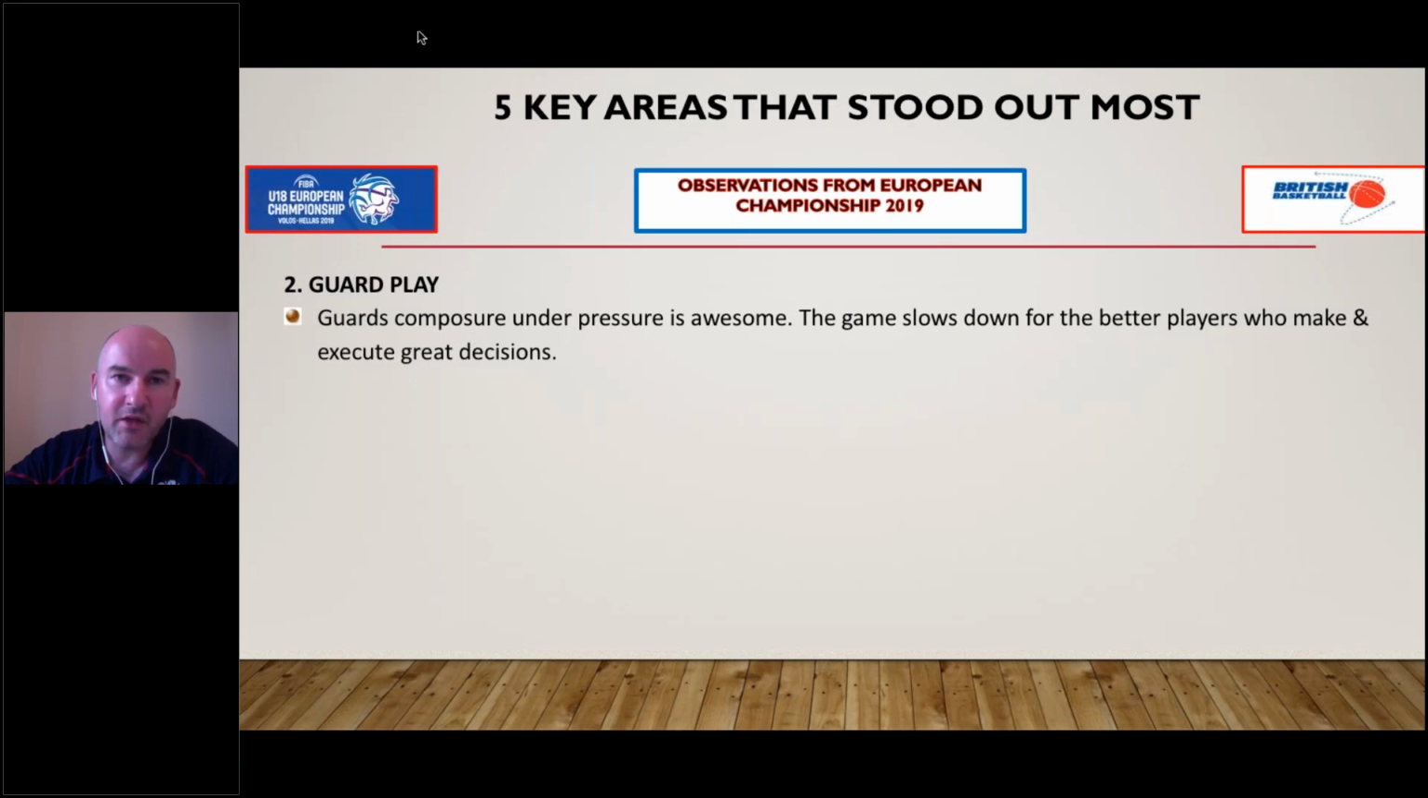But these guards at the Division A European Championship, I would describe them as poised and composed under pressure. And the last thing I would describe them as is purposeful. These are purposeful players who do what they do because it adds value to the team. So what are we talking about? Ability to use the dribble more efficiently, less dribbles to go further.